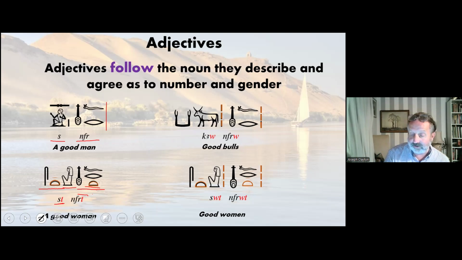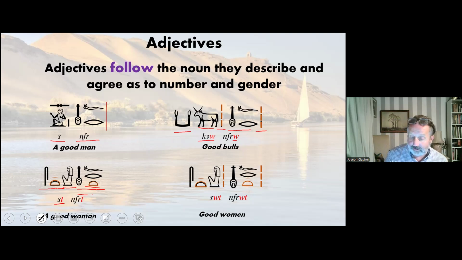Plural, one bull is kA. So it's kA biliteral with a bull determinative. And then we've got plural strokes, so that gives us the W ending, so that's kAw. Okay? So that means if we want to describe the bulls as good, the ending on the adjective, which is good, also has to be W. So we put the plural strokes on that. Okay?